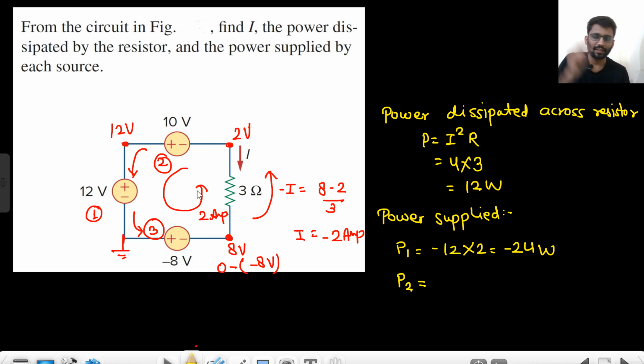Talking about P2, the current is getting into the negative terminal and getting out of the positive terminal. That means it is delivering power. 10 into 2, 20 volt.